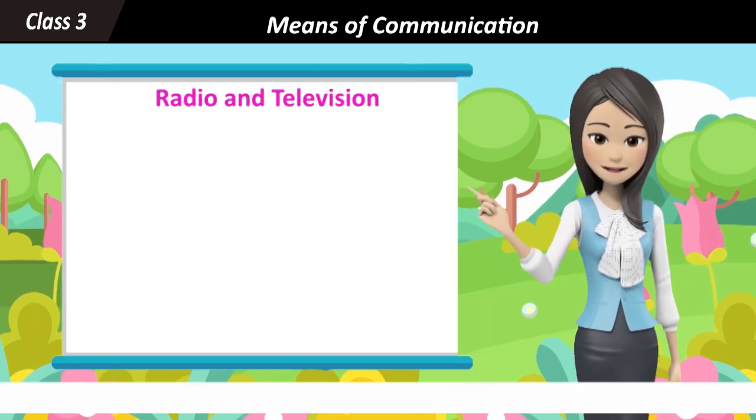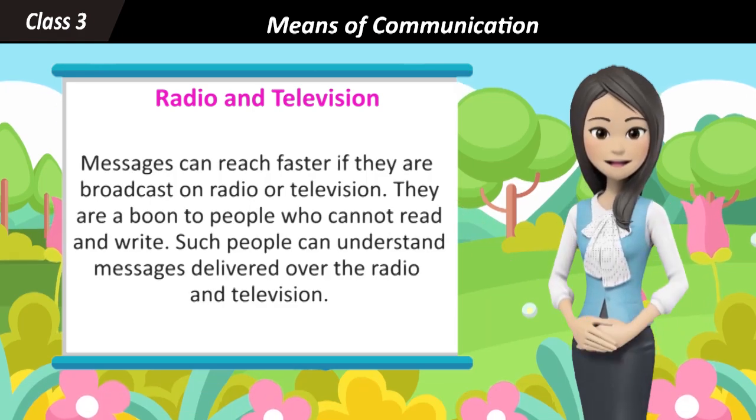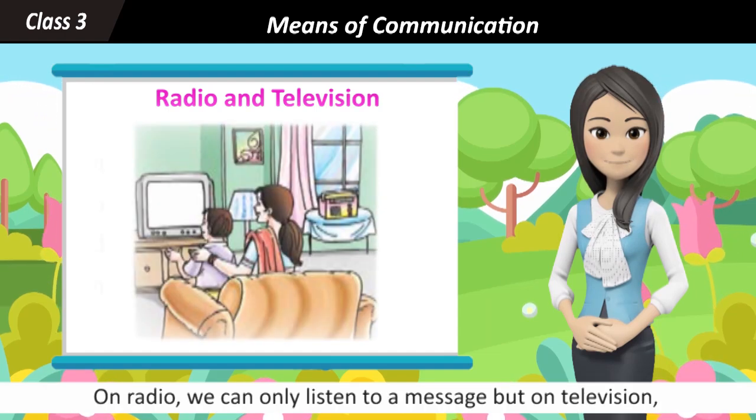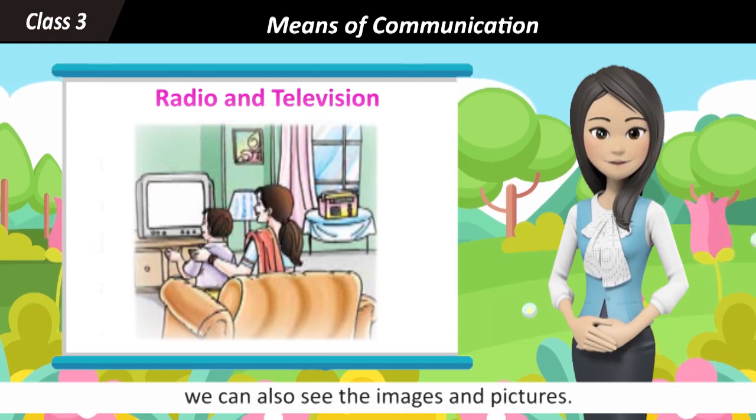Radio and television. Messages can reach faster if they are broadcast on radio or television. They are a boon to people who cannot read and write. Such people can understand messages delivered over the radio and television. On radio, we can only listen to a message. But on television, we can also see the images and pictures.